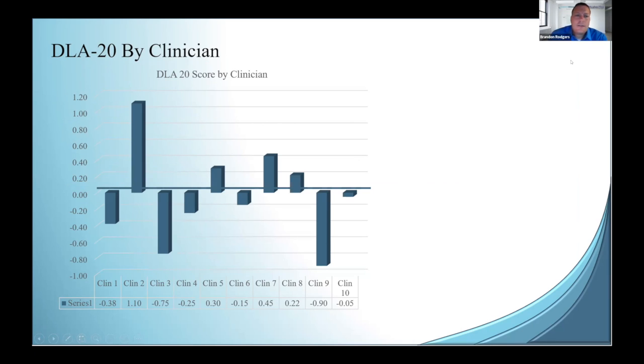So this is a graphic representation of the average DLA 20 score change for 10 different clinicians in a single department. And I'll let you know, all this data is pulled directly out of Credible. So this is all information that we have and is dropped directly into a graph. It's real information, it's just been de-identified. And so when you look at this, you can see that we've got some folks that have some negative DLA 20s, got some folks that have some positive DLA 20 change scores. And so when you look at this graph, what are some questions that you ask?